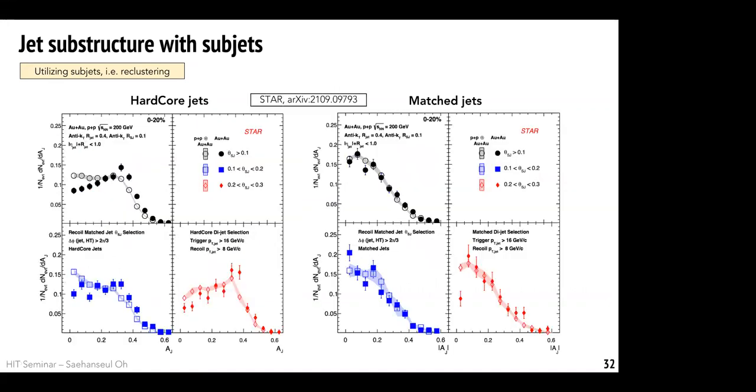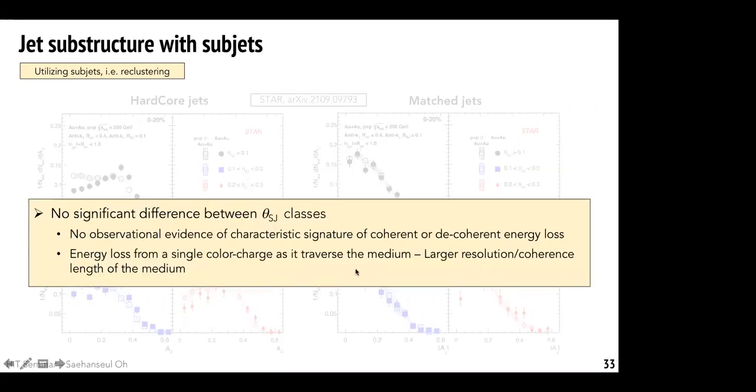And these are the results. Different colors represent different theta SJ classes. The black is the sum of blue and red, but blue are the narrower jets and red are wider jets. And we measure the AJ for hard-core jets and matched jets. But we didn't see any difference between blue and red. That means jet quenching works pretty much the same on wider jets and narrower jets. So no significant difference between theta SJ classes is observed.